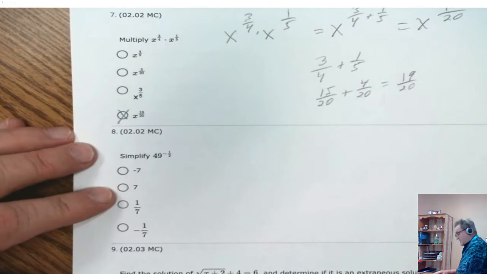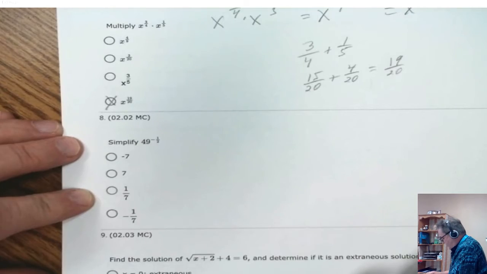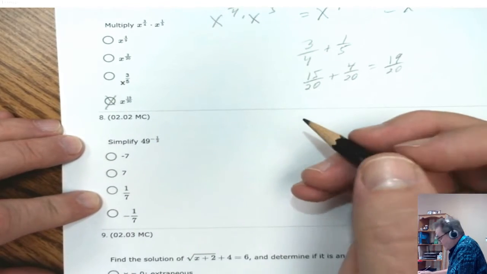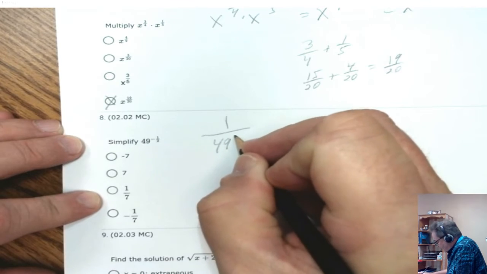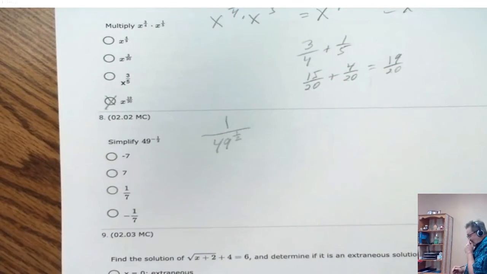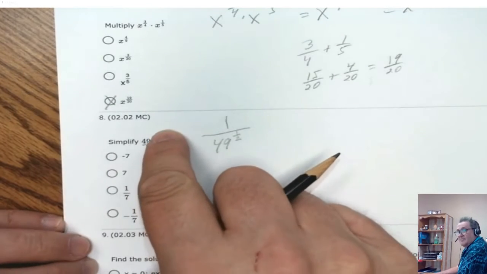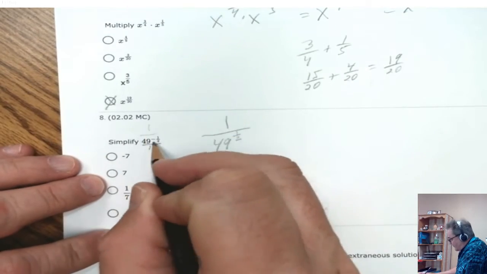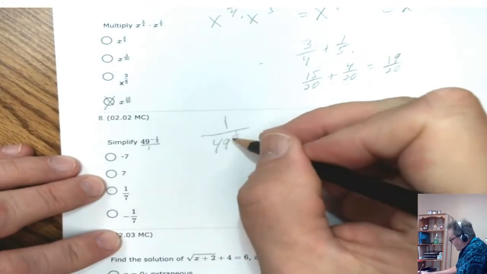Wish that was bigger on your screen, guys. So, all right, simplify 49 to the negative 1/2 power. Okay, so first off, let's look at the fact that it's a negative. To make it a positive, we move it to underneath into the denominator, right? Because this is just like over 1. If you have something raised to a negative power, you have to move it to the other side of the fraction. If this started out underneath the 1, we would move it to the top, but it didn't. It was just a 49 to the 1/2. So we make it 1 over 49 to the 1/2.